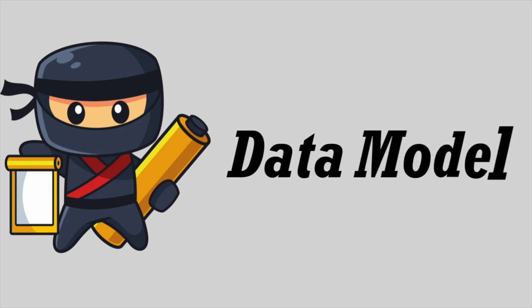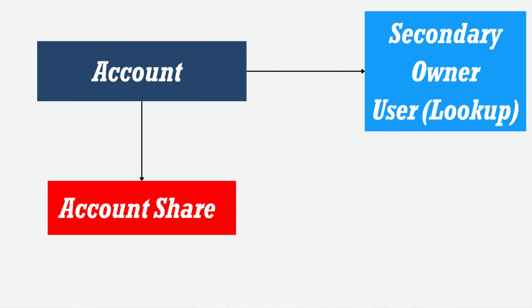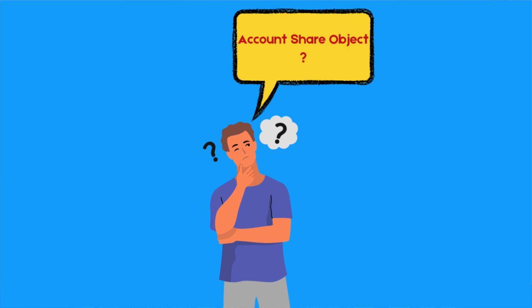Guys, before going directly to code, first let's understand which objects we are going to use in this scenario. We are going to use three objects: account, account share, and user. On the account object, we have a user lookup field, which is secondary owner. Now the question arises: what is the account share object?